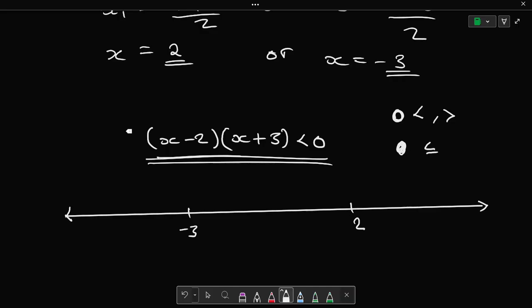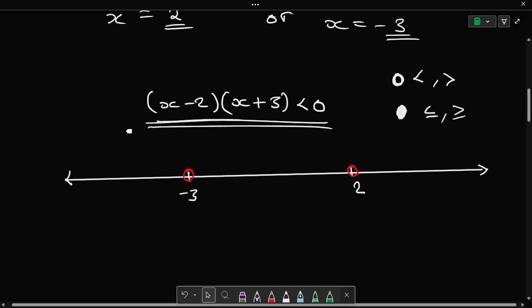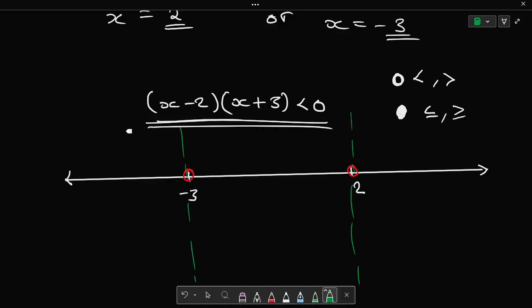If the sign was a greater than or equal to, or a less than or equal to, the type of circle that you're going to put will be a closed circle. And in our case, we found that we have a less than. So the type of circle that we're supposed to put on the critical points on the number line are open circles like this. Once you put those, we are basically going to divide the number line into three portions: the left side, the middle part, and the right side.